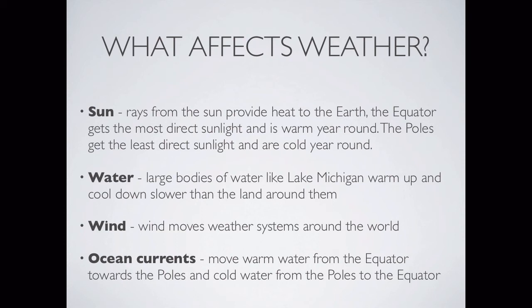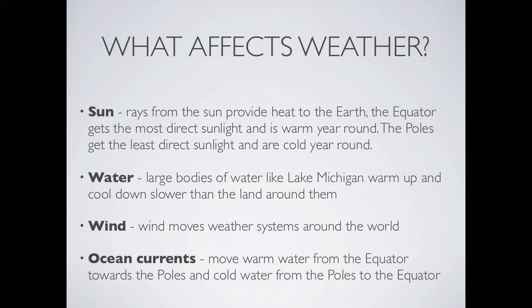Ocean currents move warm water that's by the equator up towards the North Pole or the South Pole, and those same ocean currents will take cold water from the North and South Pole and move them back towards the equator. So ocean currents, again, are moving warm water from the equator towards the poles, cold water from the poles back towards the equator. It keeps that water mixed up.